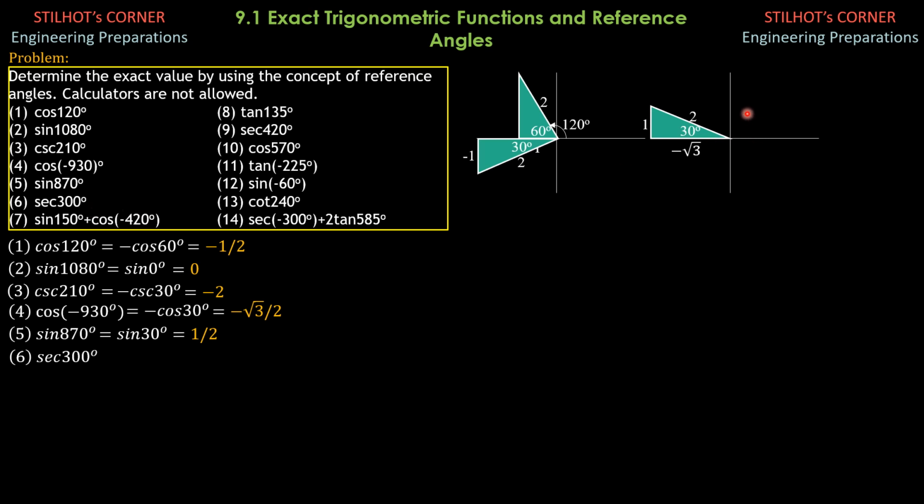Number 6 is secant of 300 degrees. 300 degrees, 180, 270, then 30 degrees more, so that's 300 degrees. Therefore, the reference angle is 60 degrees. So let's have that triangle. This is the terminal side of positive 300 degrees, the reference angle is 60 degrees. Opposite of 60 degrees is square root of 3, but since it is in the fourth quadrant, it is negative square root of 3. Adjacent side is 1, hypotenuse is 2.